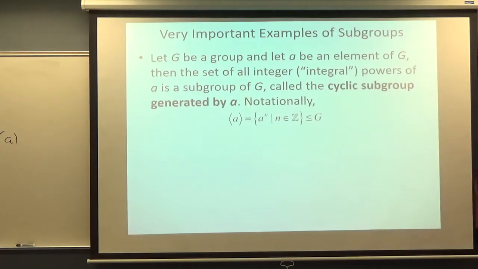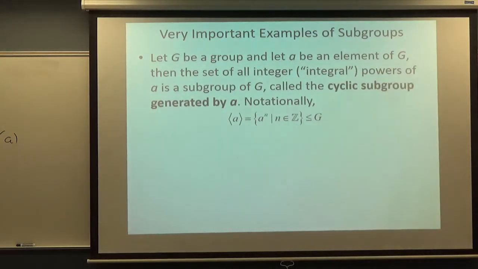So one vector spanning the subspace, you've got one element generating the subgroup. Use the terminology that we have here. Spanning in linear algebra, generating here in group theory. Don't mix up the terminology.